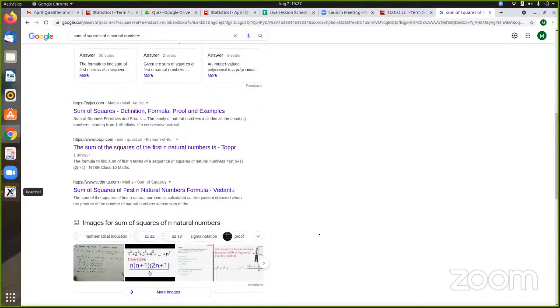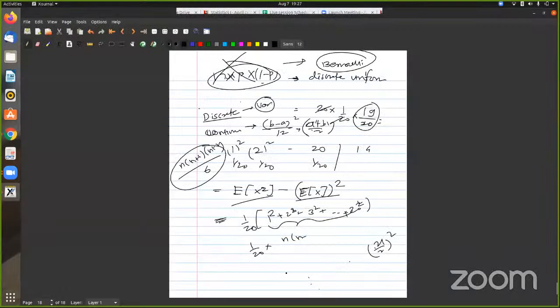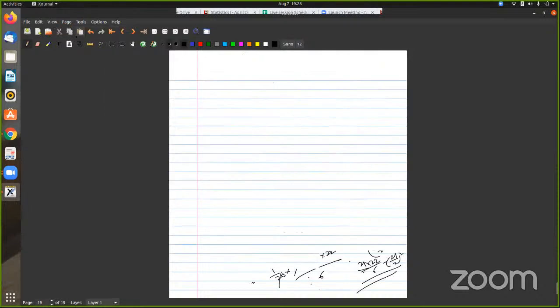1 by 6. So 1 by 20. Here it's 20, 21, 22 by 6, right? Okay. So 21 into 22 by 6 minus 21 by 2 square. If you calculate this, I think you'll get the answer. For you guys, you are saying something.